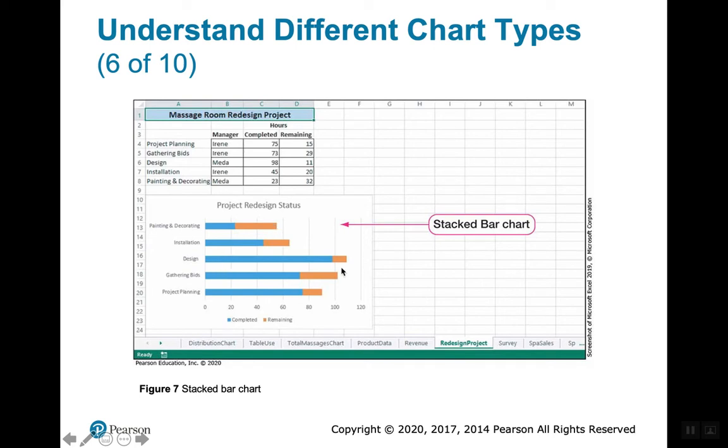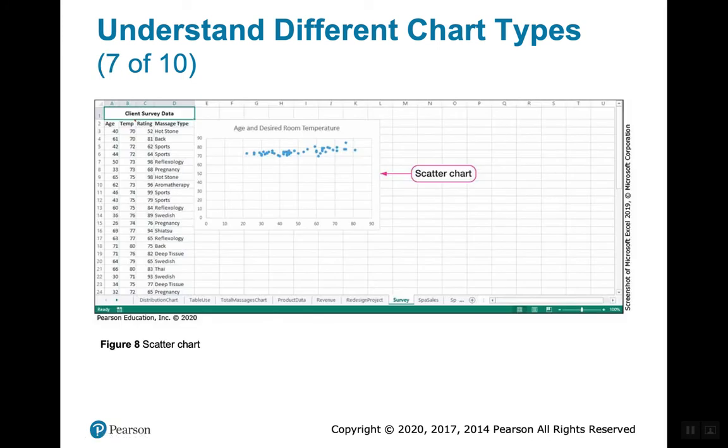So I can look at this right now and say, okay, the longest phase of the project was the design phase, and it looks like it's mostly done. Whereas the painting and decorating, we're not quite at halfway done yet. So you can take a look at this and make decisions and get some insight into what's going on. Scatter diagrams show things on an XY axis and how they relate to one another.